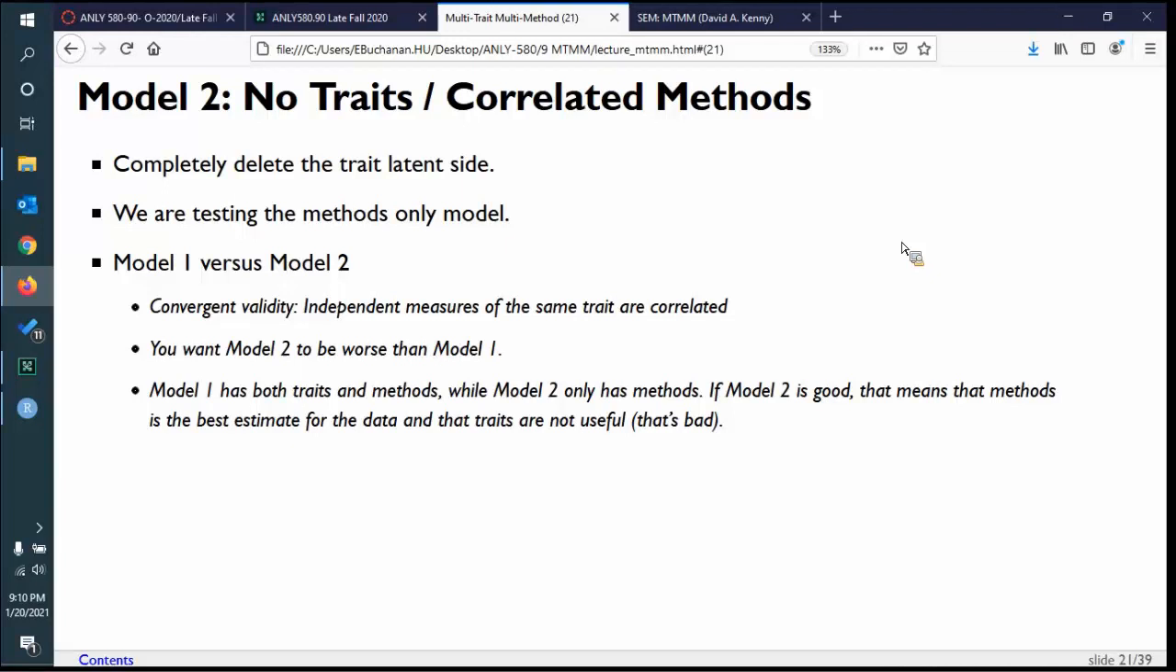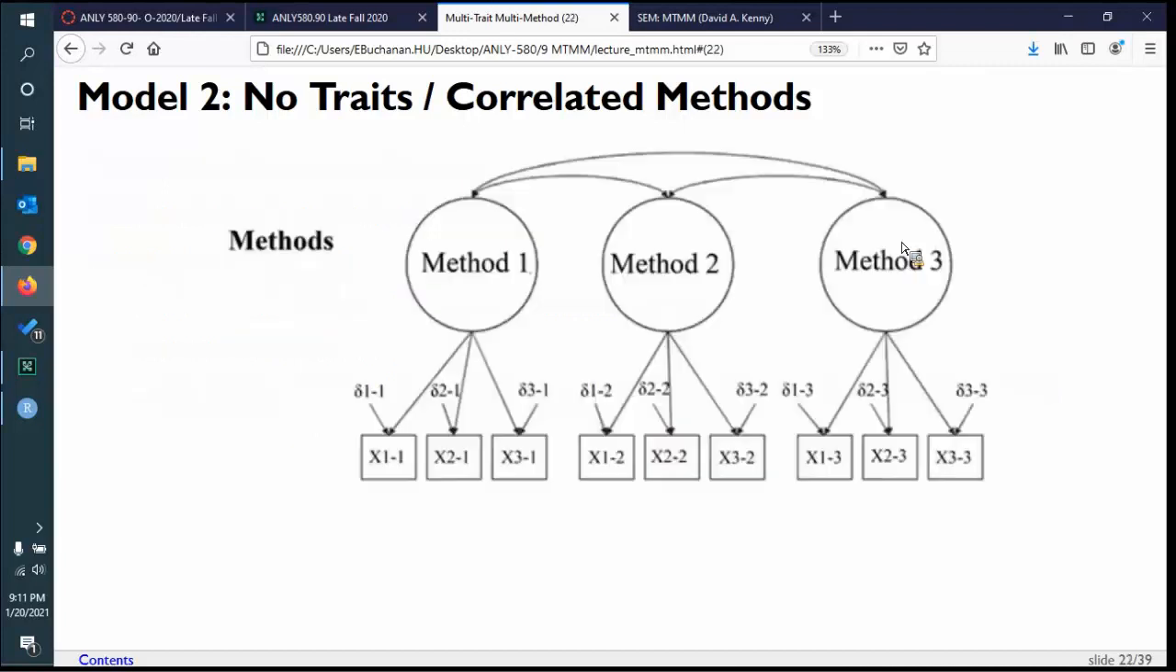Okay. So this is convergent validity because it implies, if model 2 is worse than model 1, that the methods are correlated. They're measuring the traits, but they're not the only reason for the model being good. Because we do want our methods to at least measure the traits. And that would be model 1, right? If it's only methods, that's bad. Okay. Model 2. All right, so picture, we get rid of this. We don't want this model to be better than a model that also includes the traits.